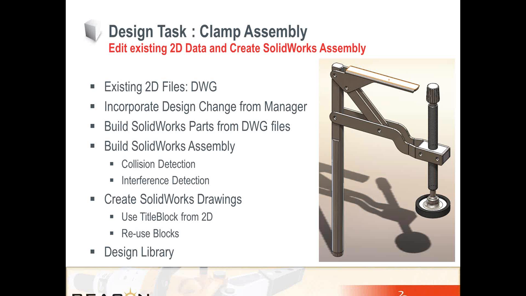In this process, we'll take a look at the benefits of using 3D CAD software in the form of collision detection, interference detection, dynamic clearance, and so on. And then we'll wrap it up by creating a SolidWorks drawing, using the existing title block from 2D, and we'll also see how we can reuse existing 2D blocks. We'll also take a look at the design library, which is a very useful feature in SolidWorks, using which you can save a lot of time in reusing your existing parts, designs, or features. So let's get to SolidWorks.